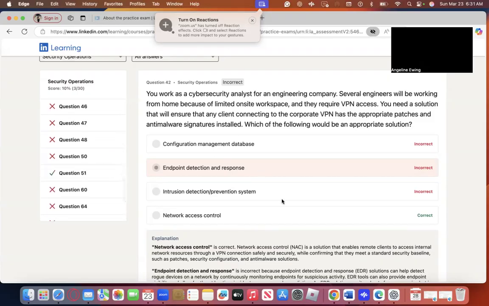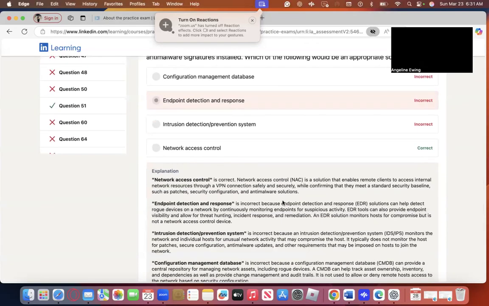On the other hand, endpoint detection and response, EDR, solutions can help detect rogue devices on a network by continuously monitoring endpoints for suspicious activities. EDR tools can also provide endpoint visibility and allow for threat hunting, incident response, and remediation. An EDR solution monitors hosts for compromise, but is not a network access control device.